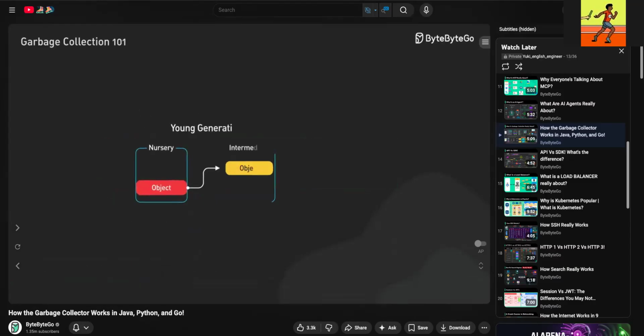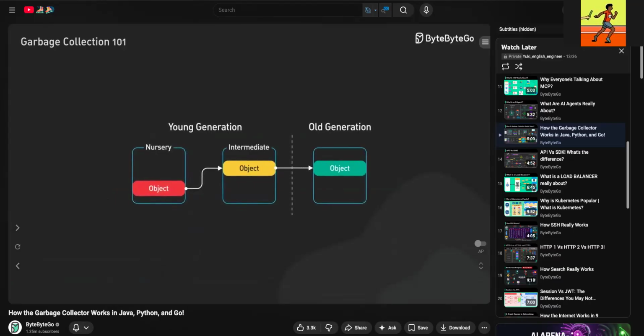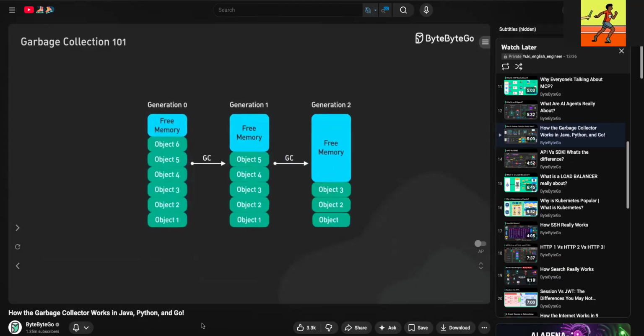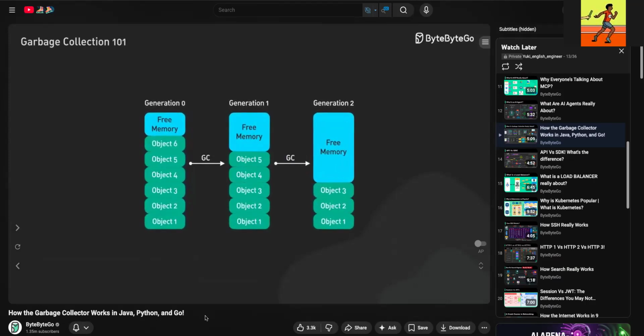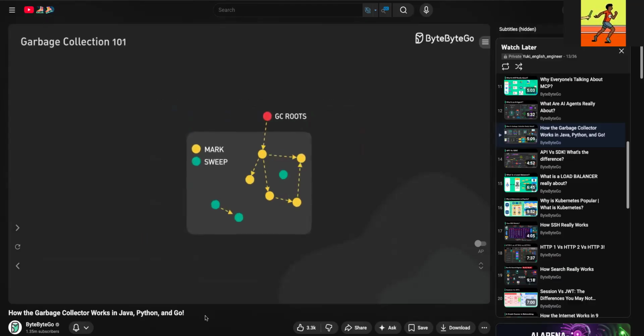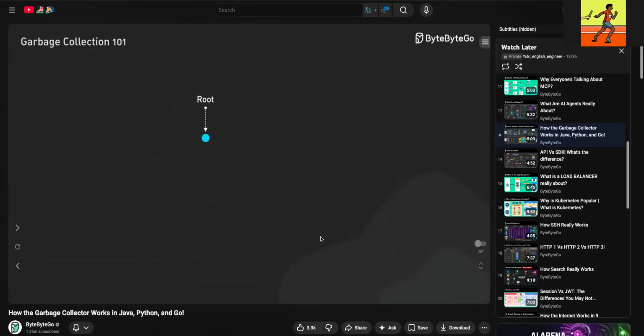Other languages might implement generational collection differently. For instance, V8 uses a two-generation system, and .NET's garbage collector typically uses three generations, numbered 0, 1, and 2. The most fundamental garbage collection strategy is the mark and sweep algorithm. It works in two phases. First, during the mark phase, it traverses all references starting from the GC roots, marking each reachable object, like a DFS. Then, in the sweep phase, it reclaims memory from any unmarked objects.